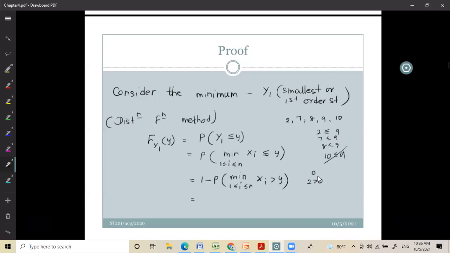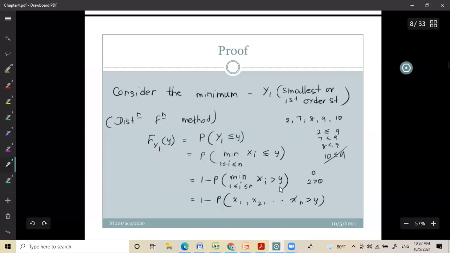So we can write this as the probability that X1, X2, all the way up to Xn, all of them will be greater than that y. Is this clear to all of you? How we generated this argument? When you say less than or equal to y, we cannot guarantee that with the minimum. But if you make it greater than some number, then we can guarantee that all the other values are also greater than y because X1 is the minimum. Is this clear to all of you?